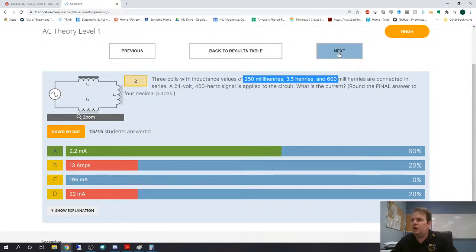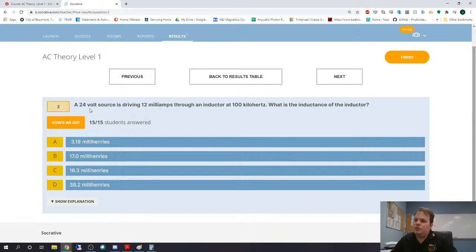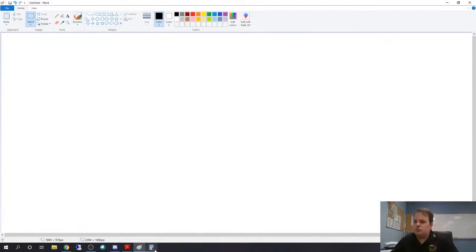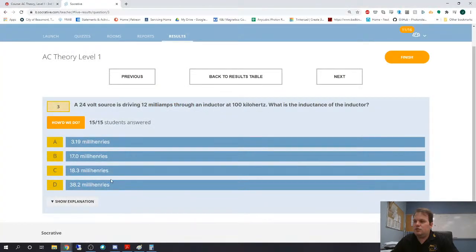All right. A 24 volt source is driving 12 milliamps through an inductor at 100 kilohertz. What is the inductance of the inductor? This is a good one. I like this. So we got 24 volts, 12 milliamps, and 100 kilohertz.